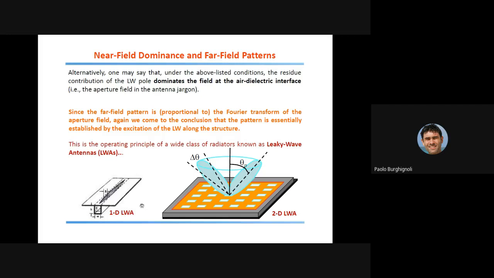It is also possible to have two-dimensional leaky waves, as in the example we discussed today of a vertical dipole in a planar structure in which the wave propagates as a cylindrical wave. In this case, the pattern would be conical, with an angle of radiation which is mainly determined by the leaky wave, and also a beam width, delta theta, which is also mainly determined by the leaky wave number.